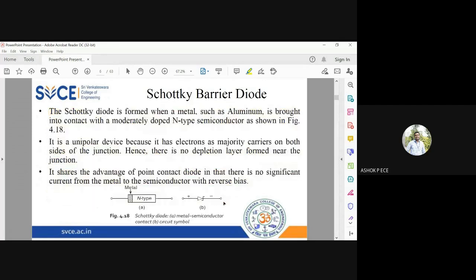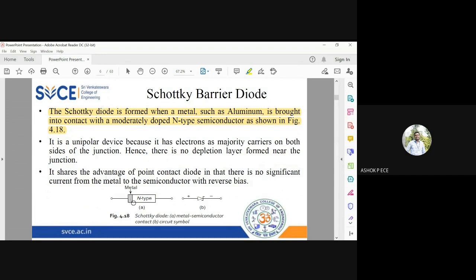The Schottky barrier is formed when a metal such as aluminum is brought in contact with a moderately doped n-type semiconductor. Generally, a metal-semiconductor junction is formed in a conventional PN junction if you remove the P region and introduce a metallic region. That is how a metal-semiconductor junction, or a Schottky diode, is formed. So a Schottky diode compulsorily has a metallic region and a heavily doped n-type or p-type region, depending on your device for operation.